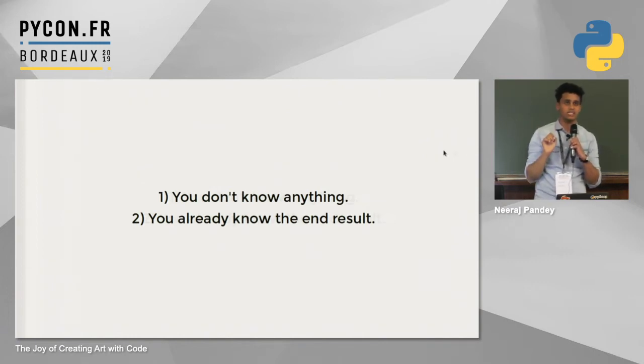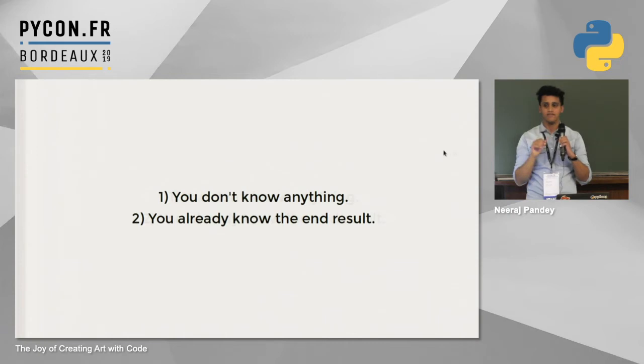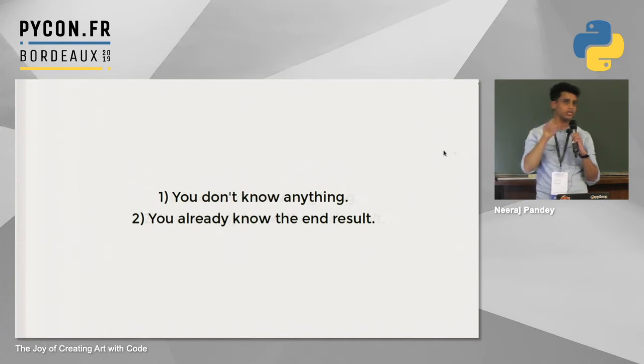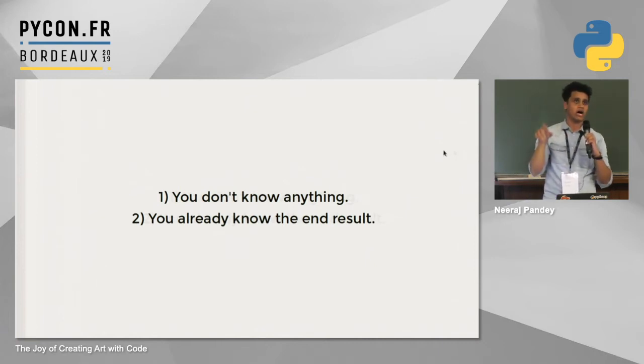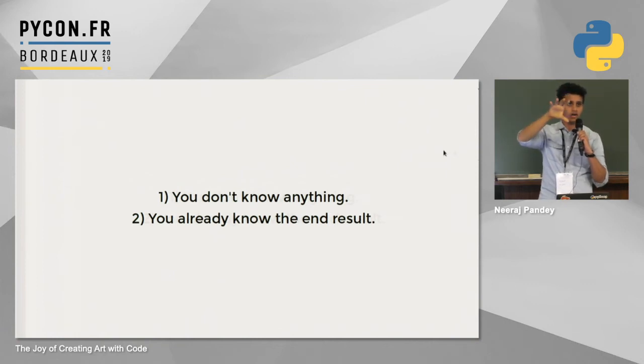Let's take an example. Suppose you have five different shapes, like circle, triangle, square, and so on. You know there are five shapes, and you want to make an art. You want to place 40 shapes, of which five are unique. But you don't know what the color will be, or what the size will be. That is what your computer is going to do.